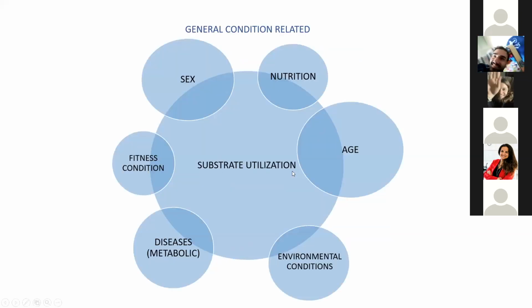So for the second group, the general condition related, these are very personal, so they depend on the person itself. For example, if we think about age, we know that with aging, our metabolism will slow down and we will face many phenomena, but one is called muscle loss that could lead to sarcopenia if we don't do anything about it.